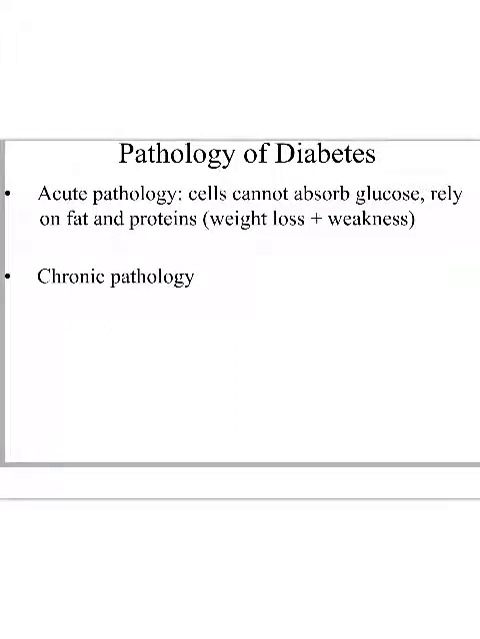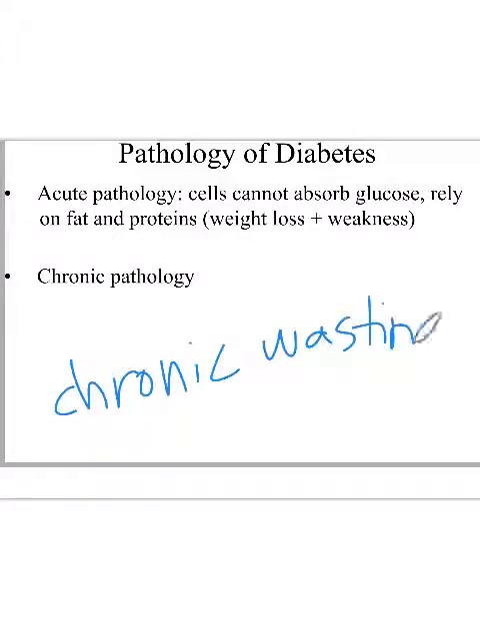Now, why is diabetes so bad? When the cells can't absorb glucose, they're going to rely on fat and protein. In the old days, they called it chronic wasting disease. People with diabetes, like type 1 diabetes, couldn't put any weight on. They just couldn't store any glucose. So they got weight loss and weakness.